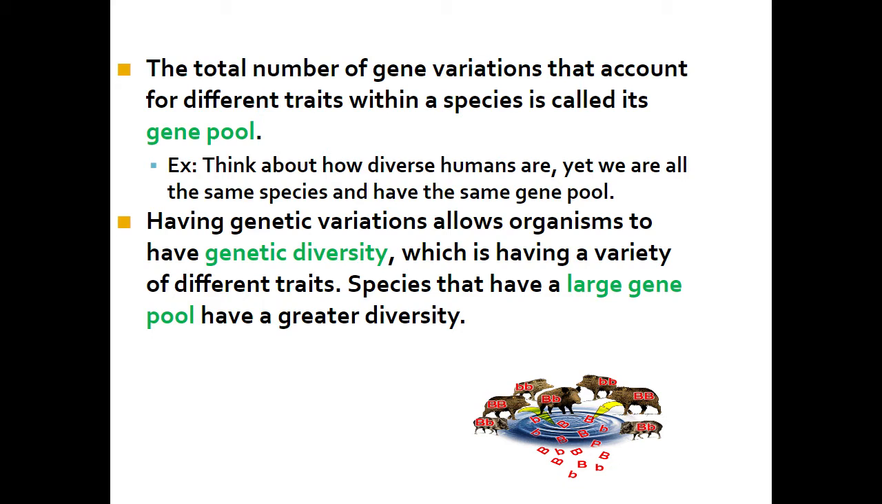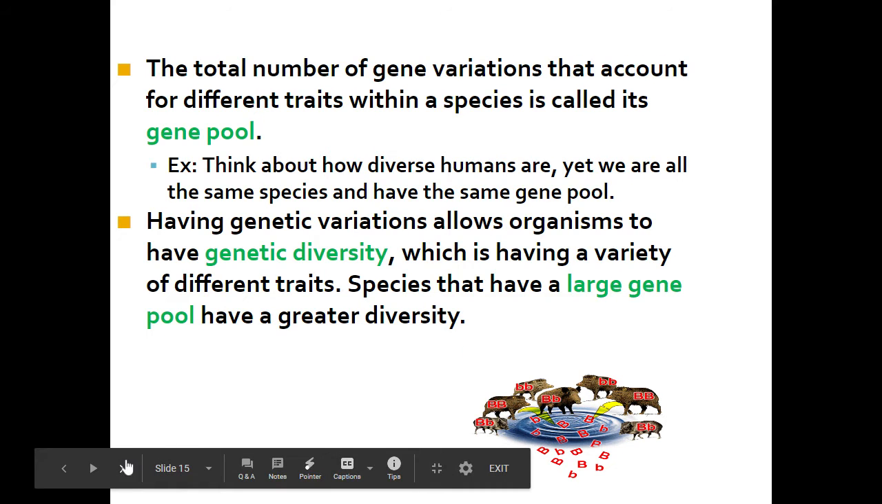gene pool. So we've talked about how species have genetic variations within individuals, and that allows them to have genetic diversity within a population. Genetic diversity is going to be an advantage in a population because if something happens to that population, it's going to allow some of those organisms to survive because they have some adaptation that's better than the other individuals. So if a species has a large gene pool, it has greater diversity and therefore is more likely to survive some kind of event that happens.